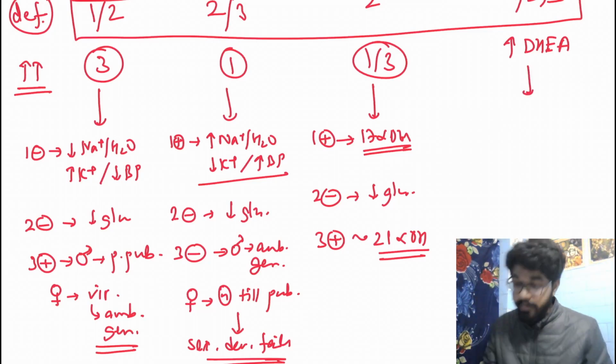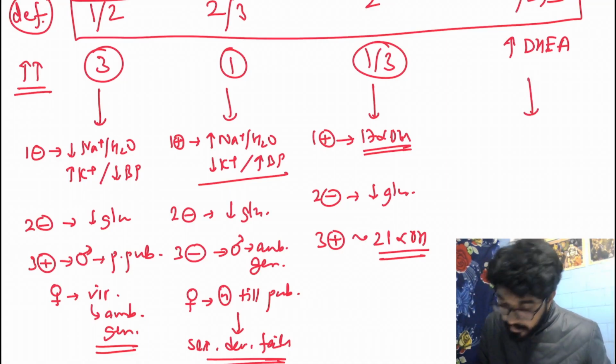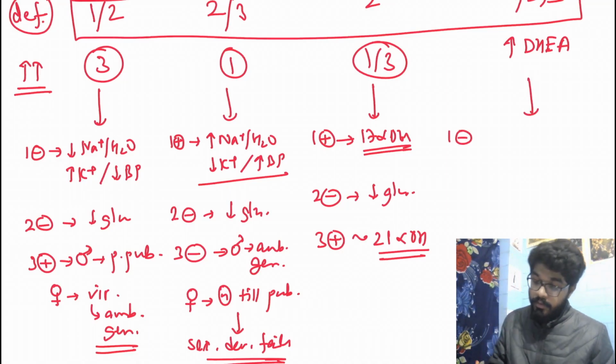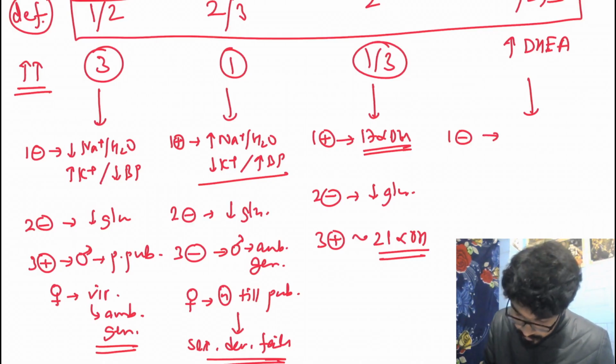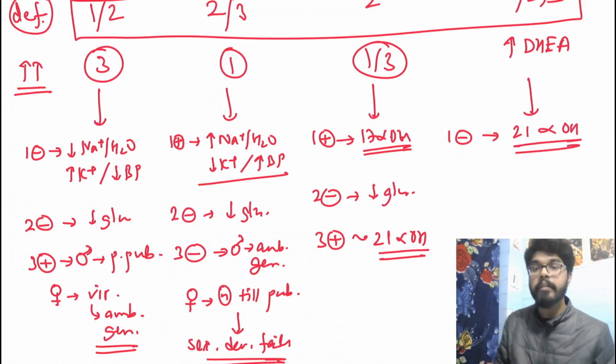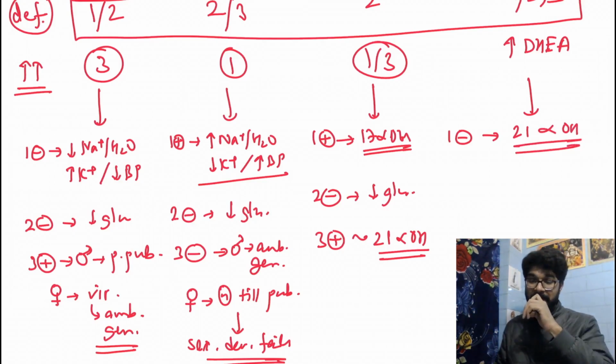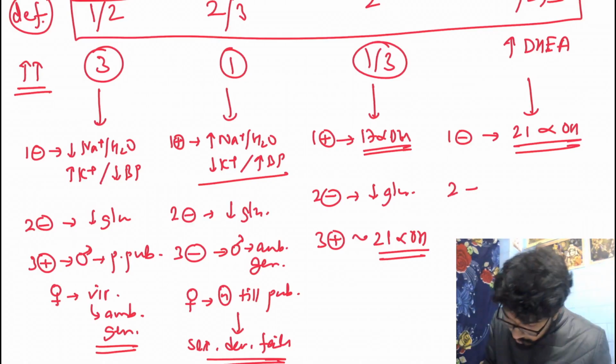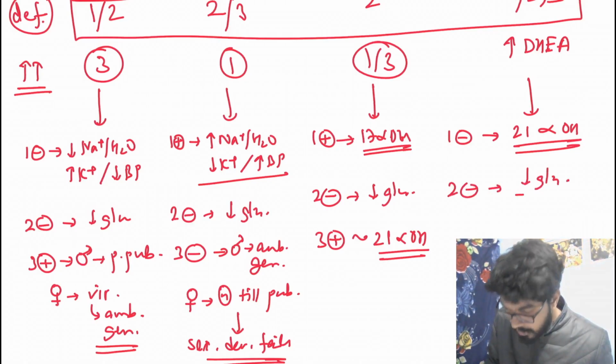And finally over here 1, 2, 3 all are deficient. 1 is deficient, so it would be similar to that of 21 alpha hydroxylase, right? Dehydrated condition, right? Hyponatremia, hyperkalemia and hypotension. 2 is again deficient, so we would get hypoglycemia.